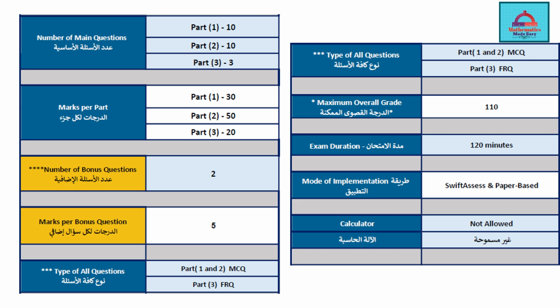That means you have to show your steps. It will be on pen and paper. So the online part is part 1 and 2, which will be on Swift access, and part 3 will be on paper. As per the instructions and guidelines that have come, calculator is not allowed, and you have a total of 110 marks for the math exam and a time of 2 hours or 120 minutes to finish it.